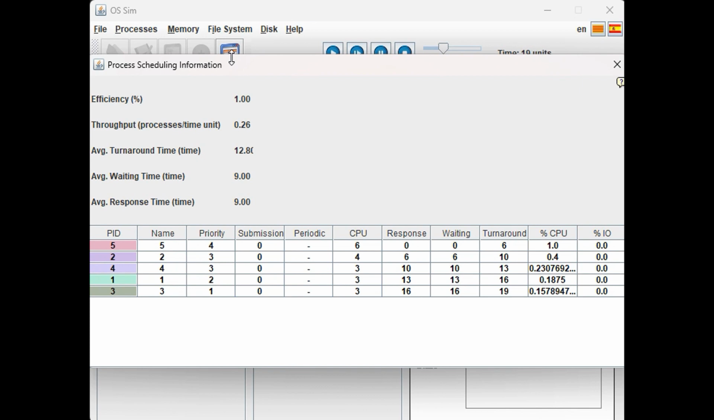It will show the first PID, which is 5, later the name, the priority, the submission, the CPU, and the response and waiting. Later, the one with the highest priority in the CPU will come first, and later in ascending order like that. Later, PID 5, PID 2, PID 4, like that.